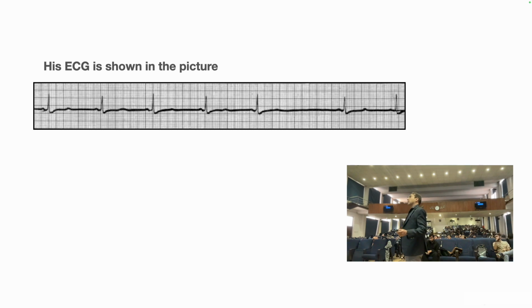Now, this is his ECG. What does this show? Bundle branch block. What's the definition of bundle branch block? The QRS has to be broader than 3 small squares, 120 milliseconds. So the QRS is not broad.